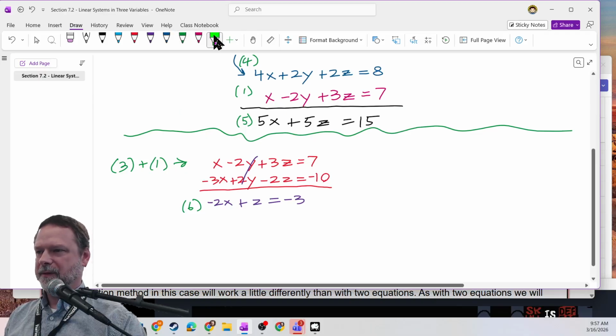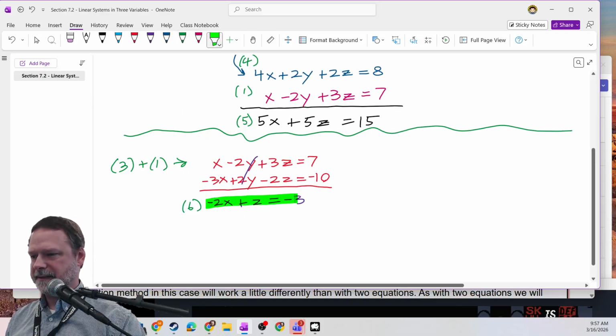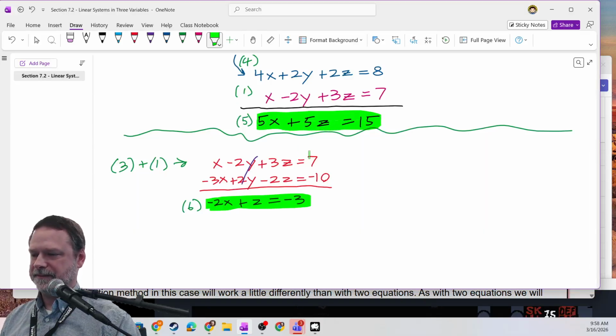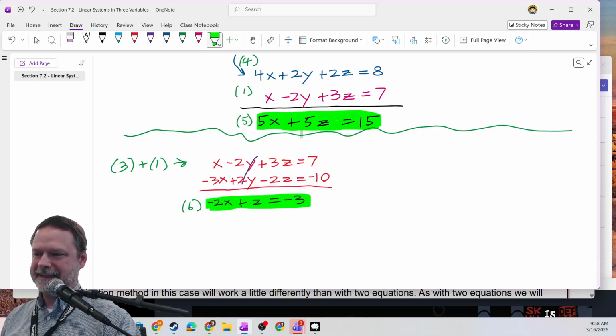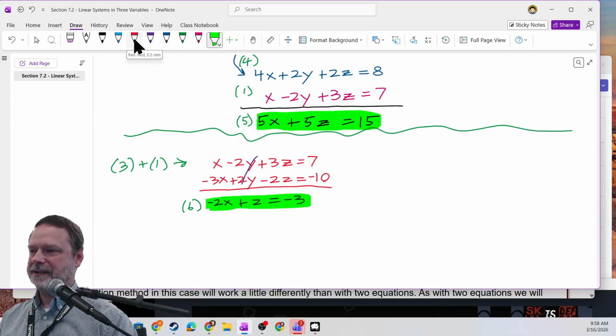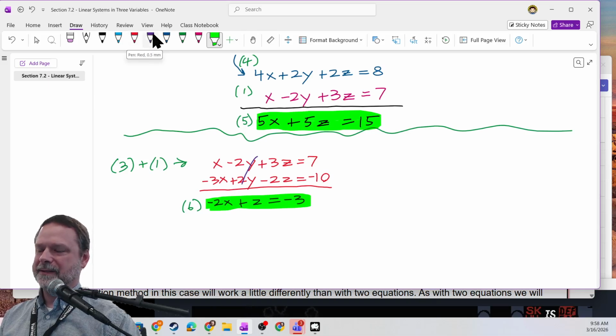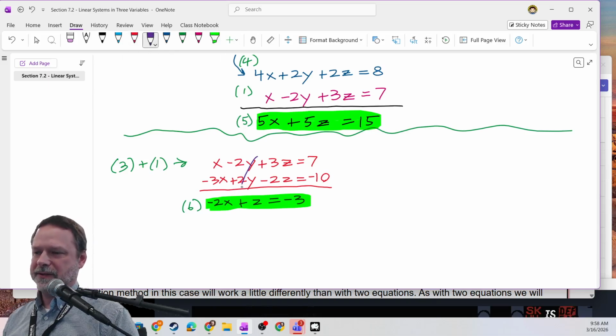Now, look at this. Equation 6 and equation 5, they're exactly what we want. We have 2 equations, 2 unknowns. We've done that before. We're experts at that. This is going to be so easy. Now I can keep the elimination going, or I can start using some substitution. It's really up to you.